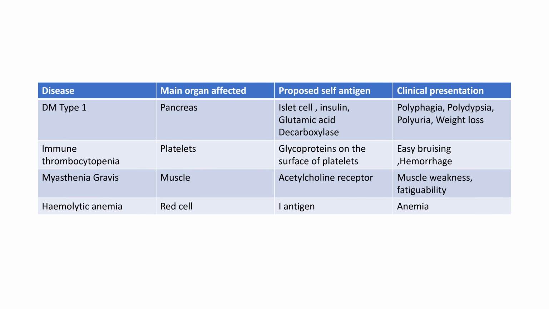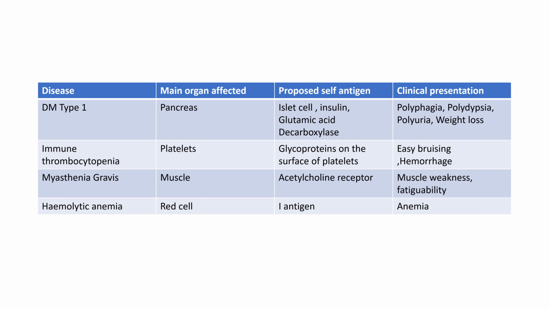The other diseases are type 1 diabetes mellitus, where the main organ affected is the pancreas, and the proposed self-antigens are islet cells, insulin, and glutamic acid decarboxylase, against which autoantibodies are developed, resulting in polyphagia, polydipsia, polyuria, and weight loss in the patient. Immune thrombocytopenia, as I have already told, has proposed self-antigens that are glycoproteins on the surface of the platelets, against which autoantibodies are developed, resulting in a decreased platelet count, and hence easy bruising and hemorrhage is the classical presentation of the patient.